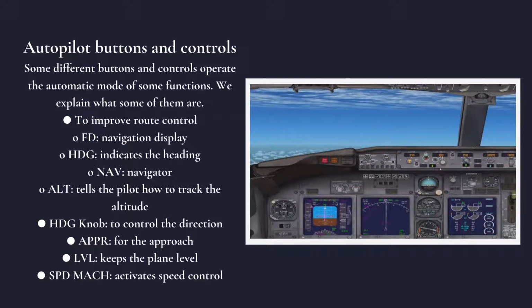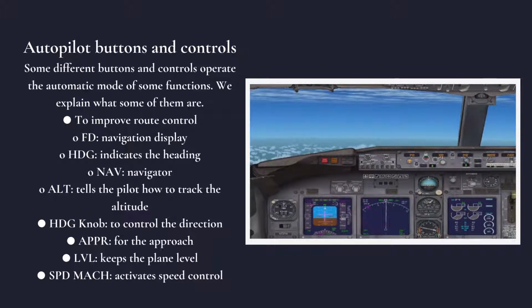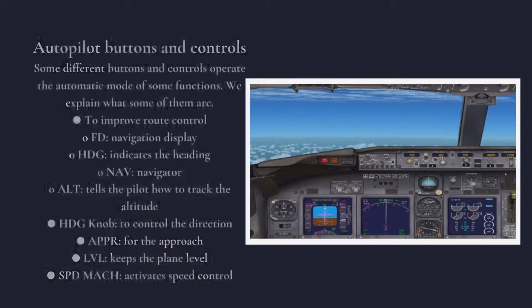Navigator. 5. Alt tells the pilot how to track the altitude. 6. HDG now to control the direction. 7. APPR for the approach. 8. LBL keeps the plane level. 9. Is PD modes. Activate speed control.